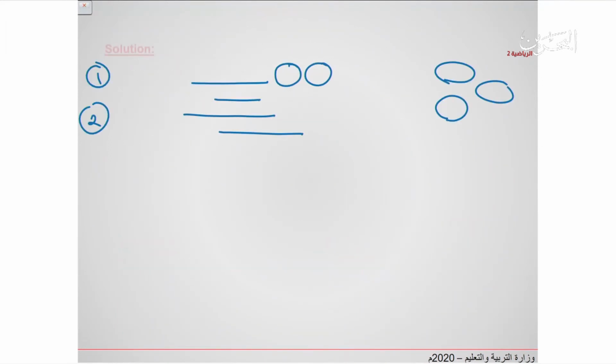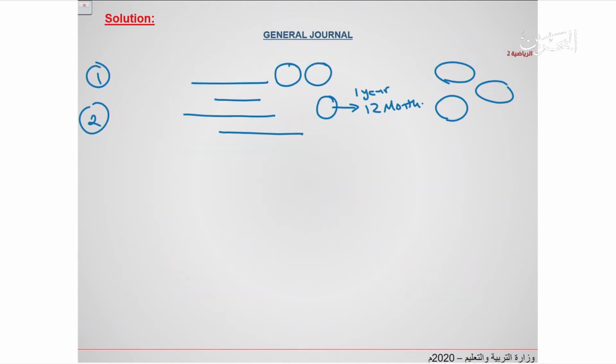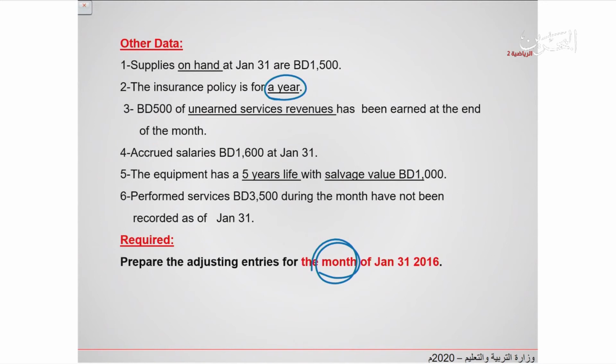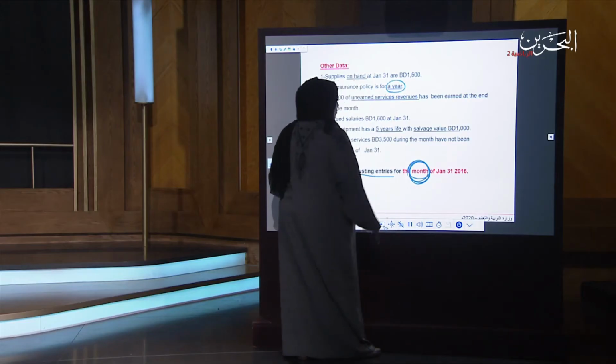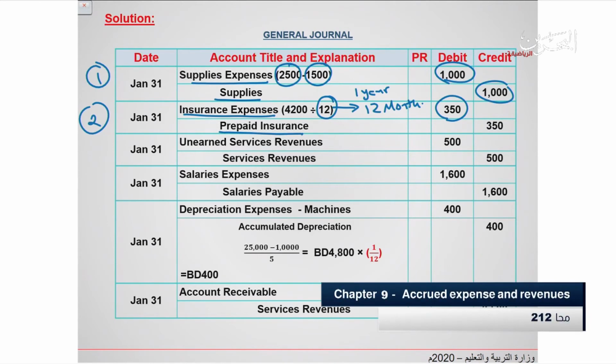I will divide over 12. Why over 12? Because 1 year has 12 months, and they mention in the question to prepare the adjusting entries for the month. So divided by 12, we'll get 350 in debit side and credit side 350.